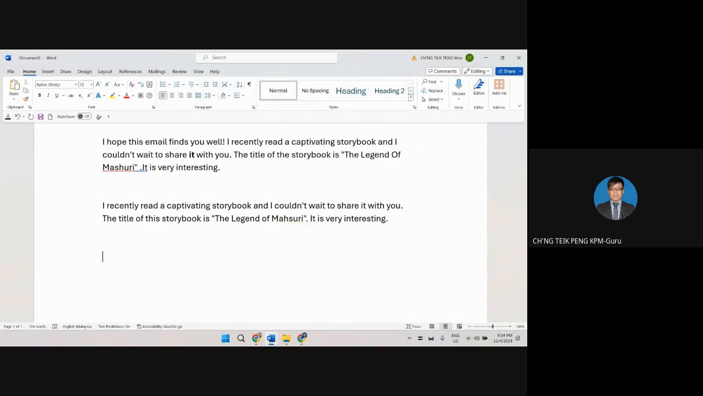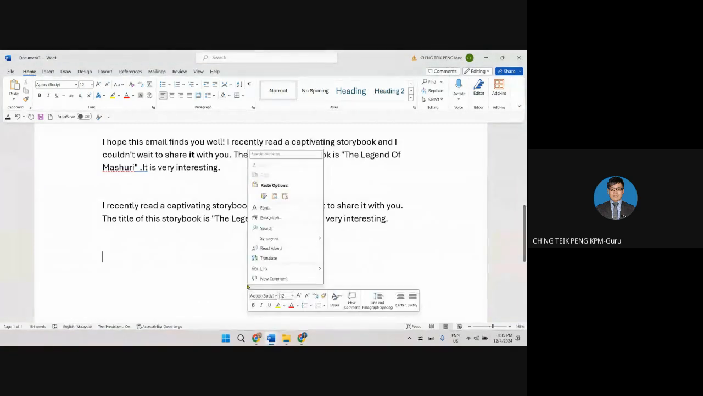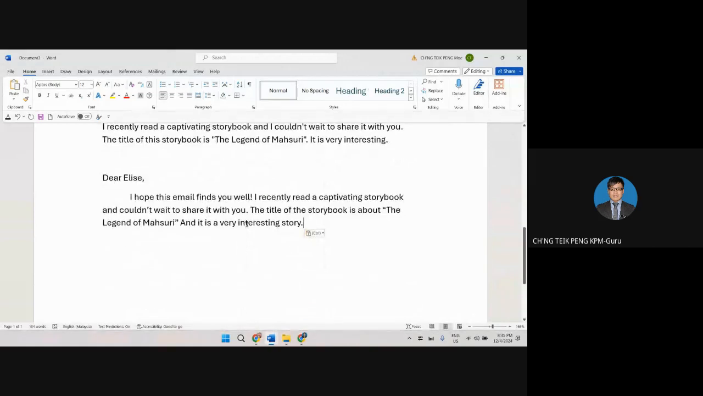Okay, now I'm reading Kai Yuan's answer. I hope this email finds you well. I recently read a captivating storybook and couldn't wait to share it with you. The title of the storybook is about the legend of Masuri. The title is, okay, you shouldn't use about, yeah? The title is. And it is very, and if you want to use and, use small letter because you are combining two sentences together. And it is a very interesting story. Okay, the rest is fine.